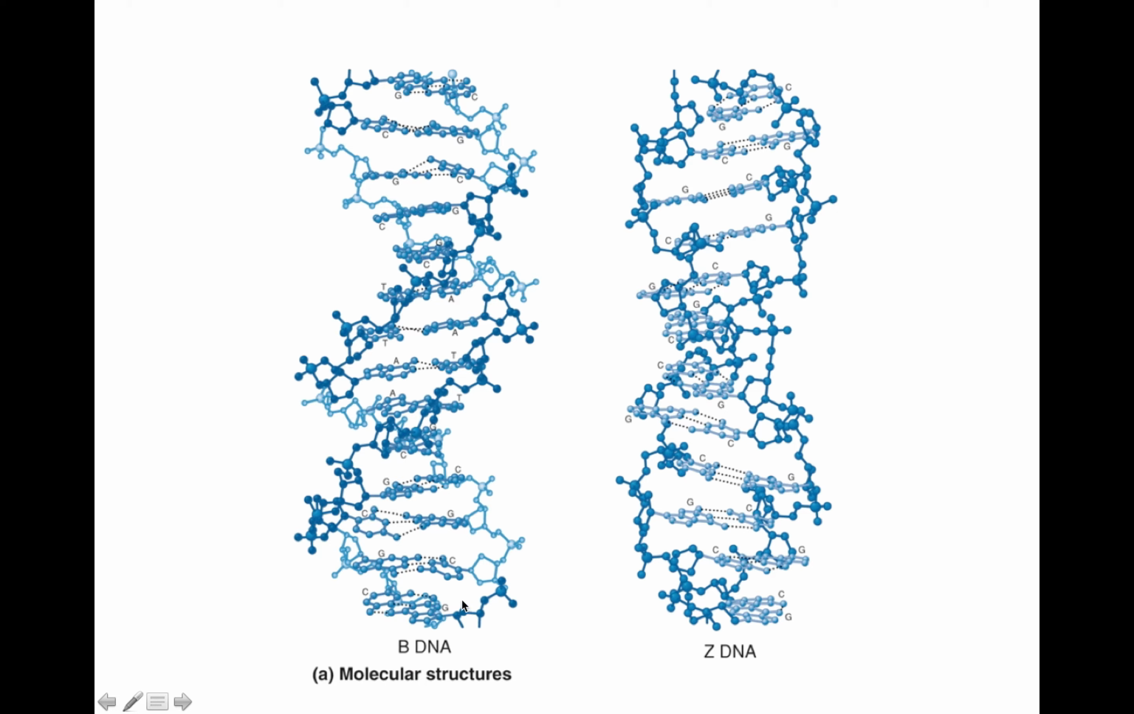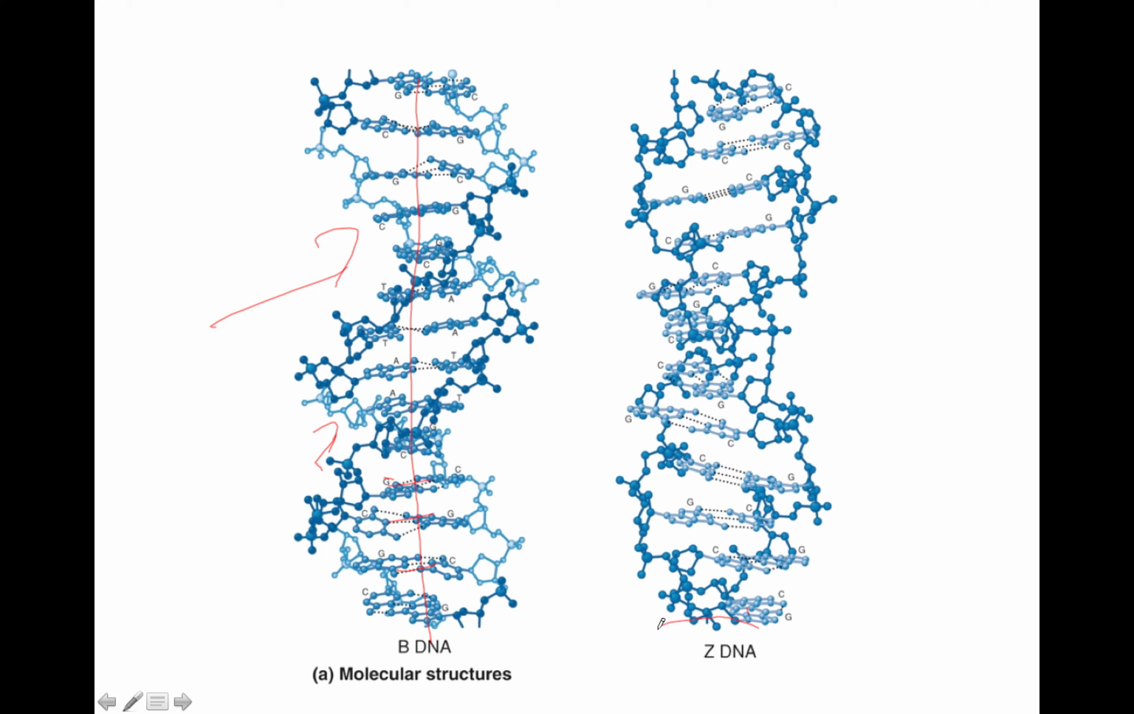Most DNA forms this B structure, where it's approximately 10 bases per turn, and you have a nice deep major groove here and a shallow minor groove. And the bases are, again, perpendicular to the axis of the molecule.